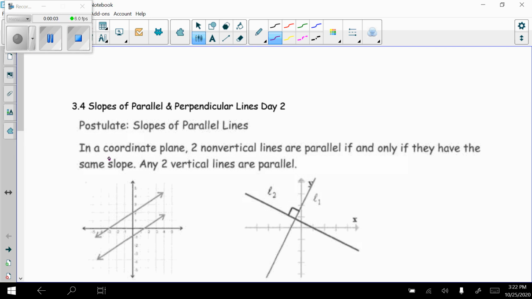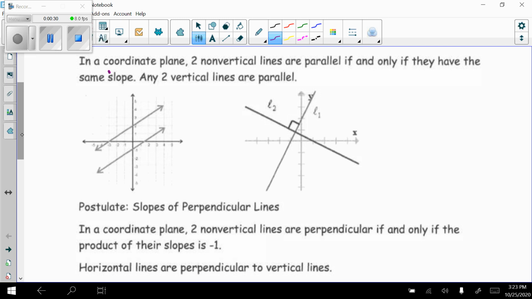Today in geometry, we're going to look at section 3.4, day 2 of this. We're going to focus on the slopes of parallel and perpendicular lines today. We're going to start out with the postulate, slopes of parallel lines. In a coordinate plane, two non-vertical lines are parallel if and only if they have the same slope. Therefore, any two vertical lines are parallel.